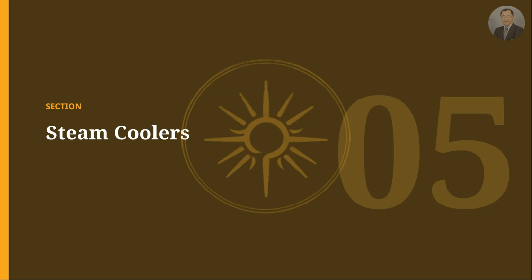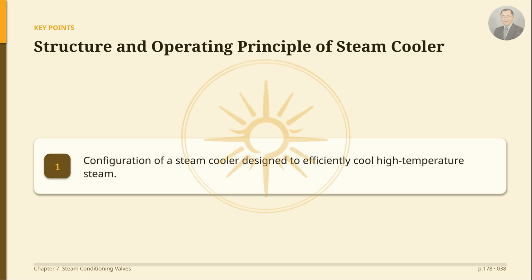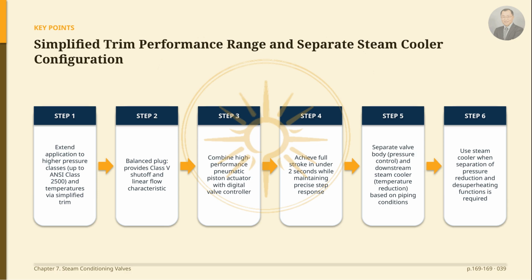Next, we turn to steam coolers. This is the configuration of a steam cooler designed to efficiently cool high-temperature steam. I would like to introduce the performance range provided by the simplified trim and the steam cooler configuration that separates pressure control and temperature reduction. Thanks to the simplified trim arrangement of the steam conditioning valve, its application range can be extended to higher pressure classes, specifically up to ENSI class 2500 and higher operating temperatures.